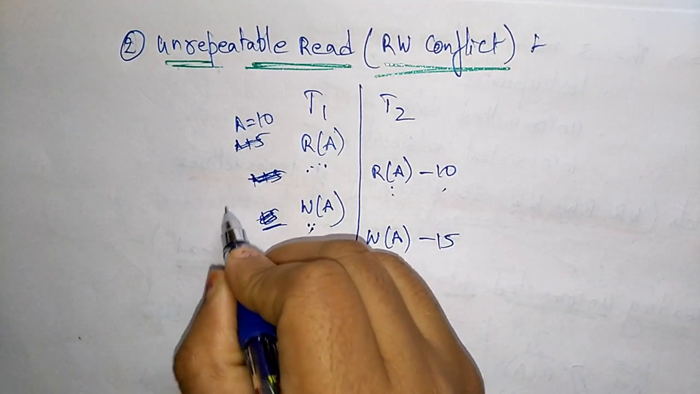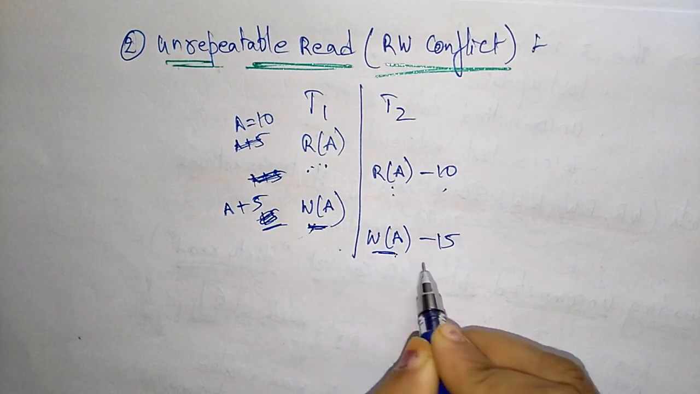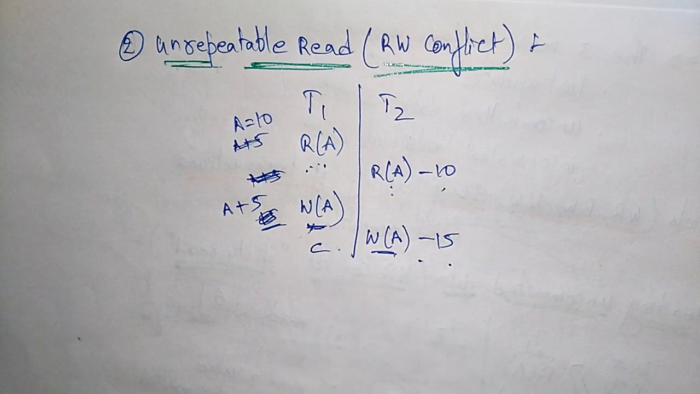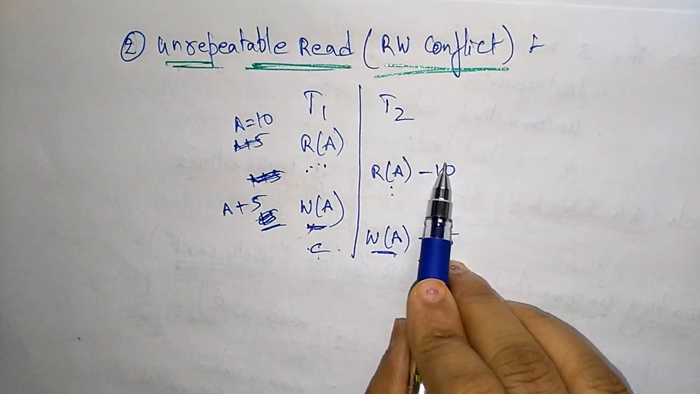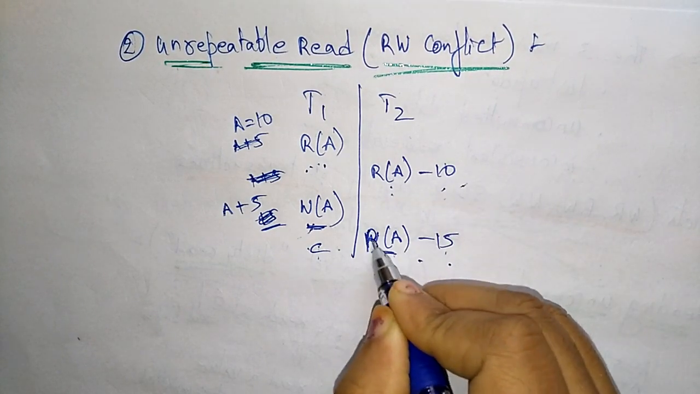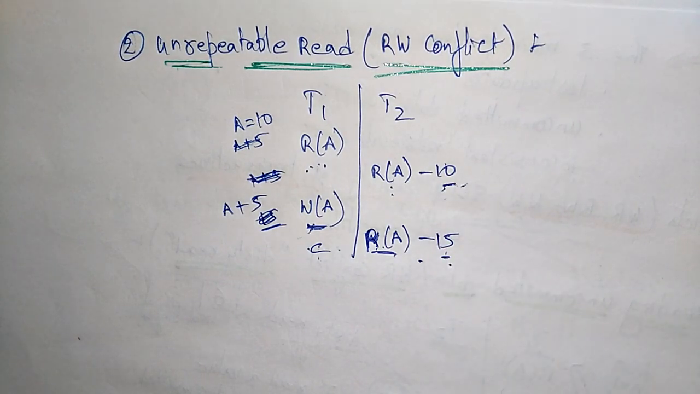So here it is A plus 5. After that it is writing the value of A, and then it is committed. So now here the value is 15. But in this transaction, it is 10, it is just simply reading, not writing. So here this value is 10 and here this value is 15.